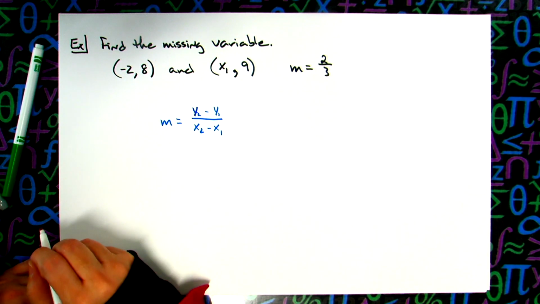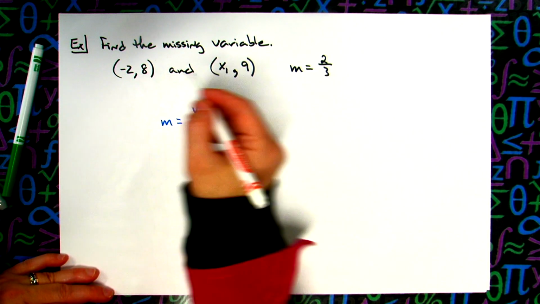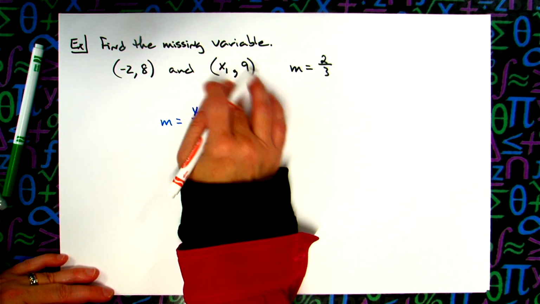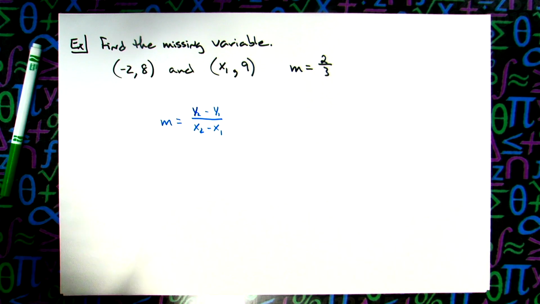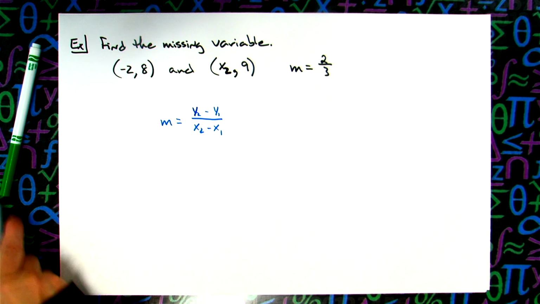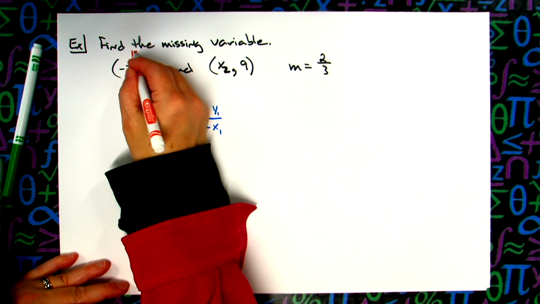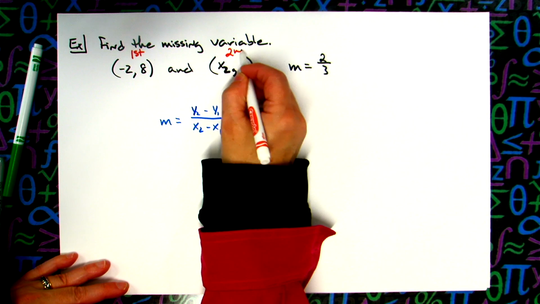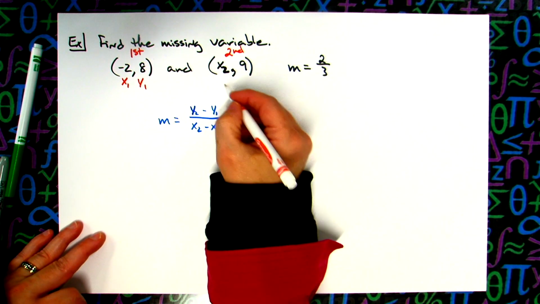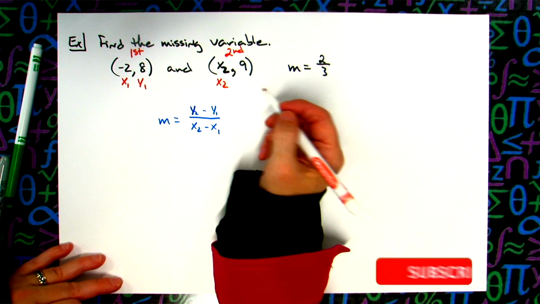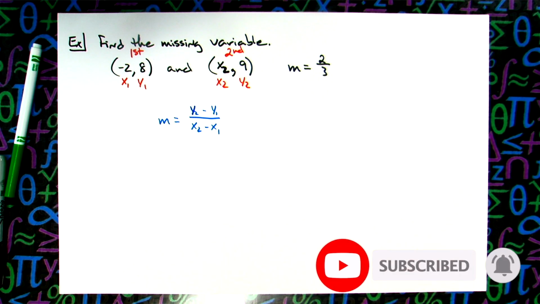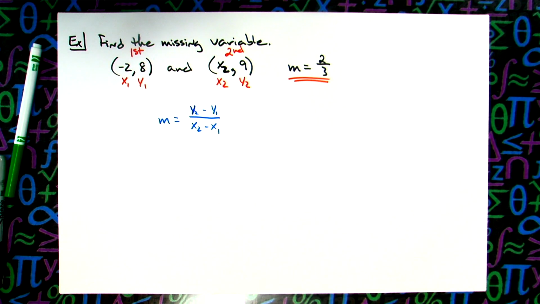Just so that we are staying on top of things, I did label this x sub 1. Let's make this a little bit better for you. Let's make this x sub 2, since this is technically the second point. So this is my first point, this is my second point. This is x sub 1, this is y sub 1. This is x sub 2, which is what we're trying to find, and then this is y sub 2. I don't have to label the m because it's already labeled right there.